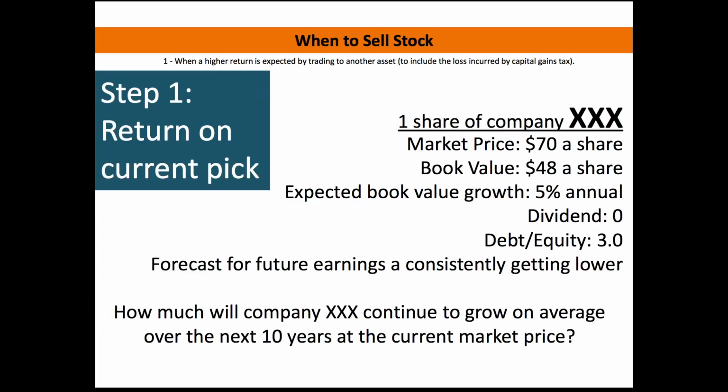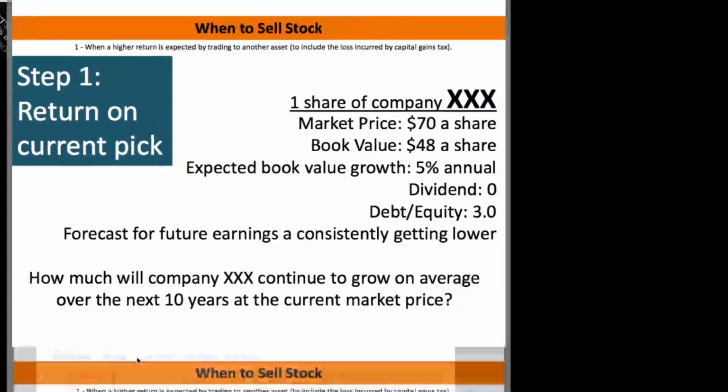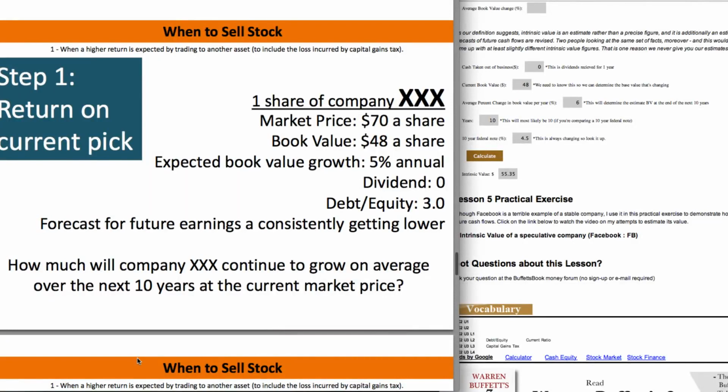So let's start off with step 1, the return on our current pick. We figured out what the intrinsic value is, but what kind of return are we going to get if we continue to hold those shares, considering the market price says it's trading for $70, but we feel it's only worth $50? If we continue to hold those shares, how much of a return are we going to get over the next 10 years? So let's go ahead and solve that problem. In order to solve it, we have to go back to our intrinsic value calculator.